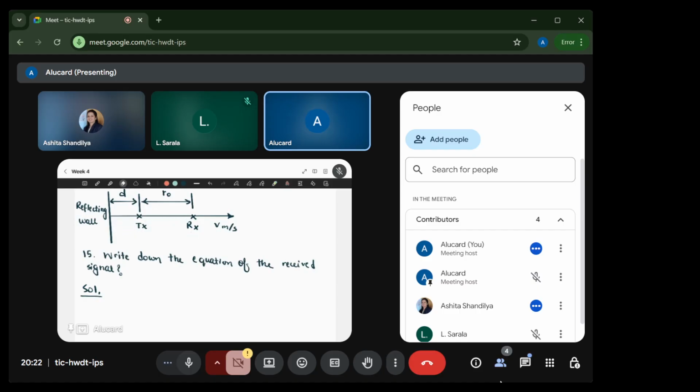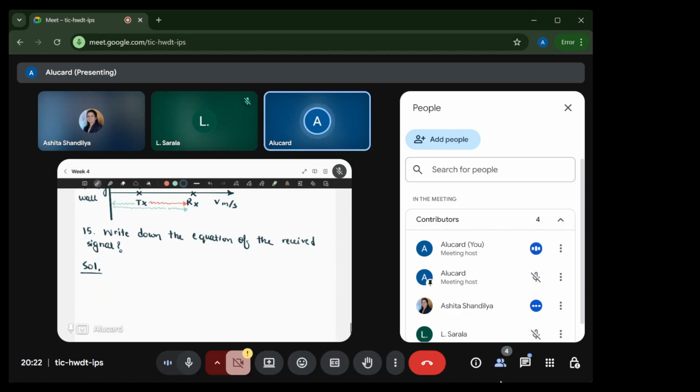Maybe I'll use different colors to show. There's one component that is coming directly. There is another component that's hitting the wall and getting reflected and then reaching the receiver. So you can write the signal arriving at the receiver as the sum of two components, E direct plus E reflected.